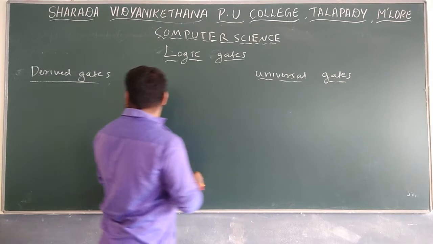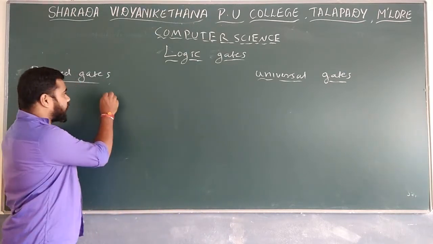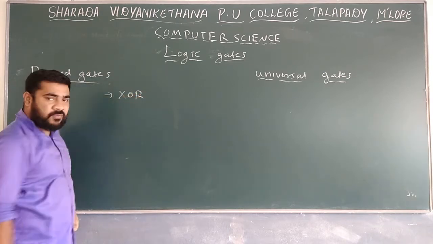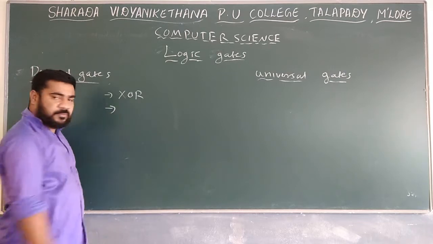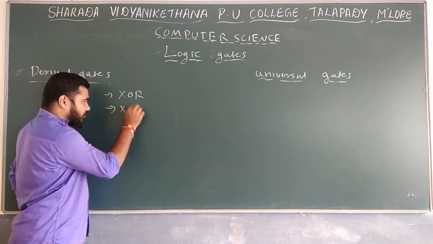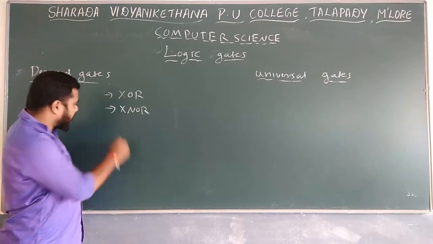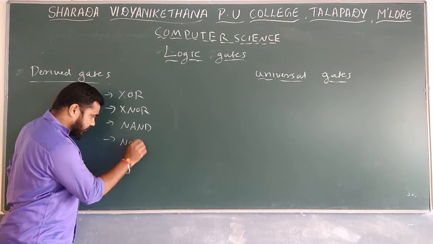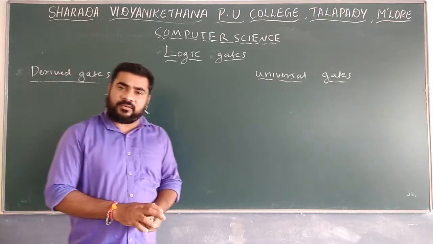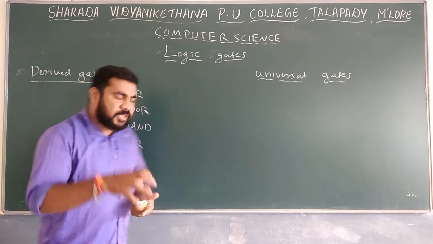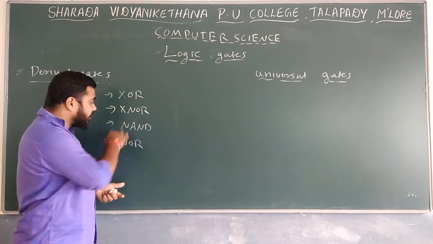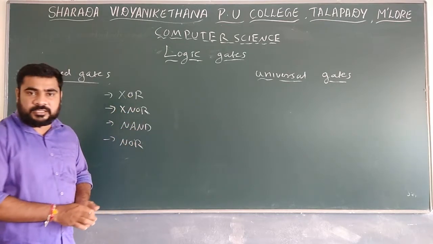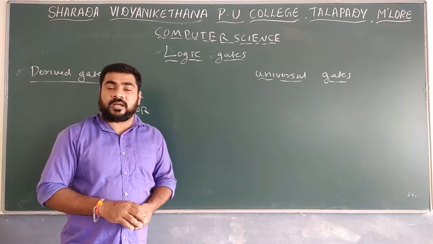What are the different types of derived gates? First one we can write as XOR. XOR is one type of derived gate. After that, the next type will be XNOR. Then one more type is NAND, and the last one is NOR. These are mainly four types of derived gates. Other than the basic AND, OR and NOT, by using these you can derive these types of gates: XOR, XNOR, NAND and NOR. In that, NAND and NOR gates are known as universal gates.